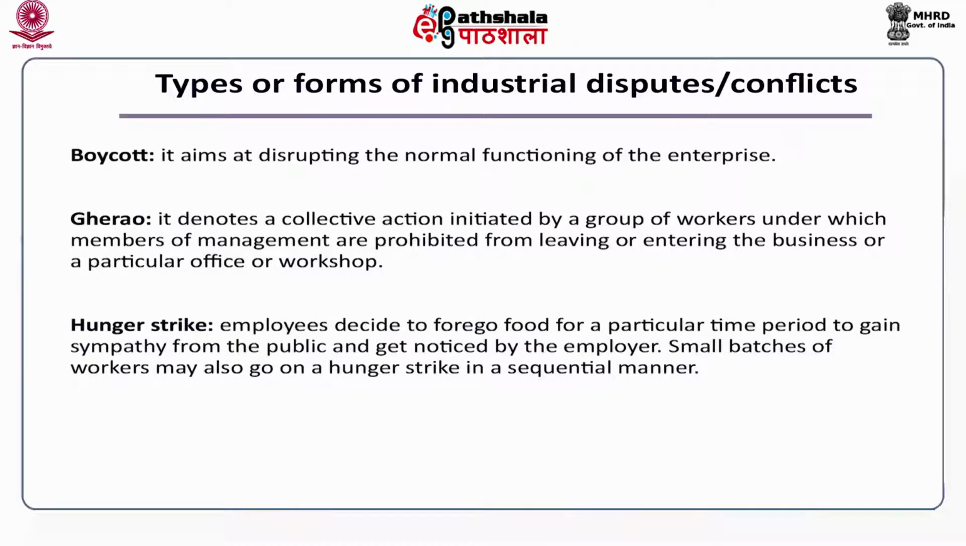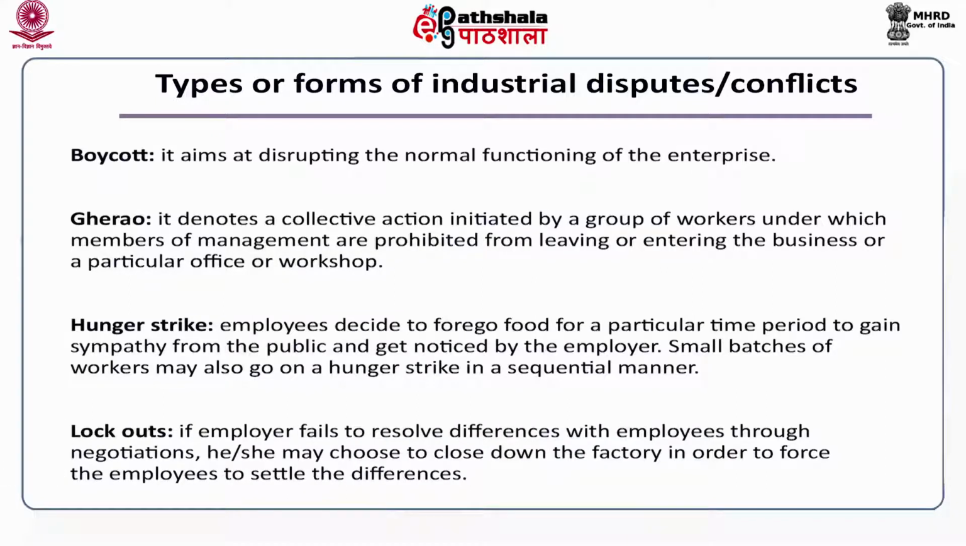Another type of strike is the hunger strike, wherein the employees decide to forego food for a particular time period to gain sympathy from the public and get noticed by the employer. Small batches of workers may go on a hunger strike in a sequential manner. Another type of strike is the lockout. If the employer fails to resolve differences with the employees through negotiations, they may shut down the factory in order to force the employees to settle the differences.